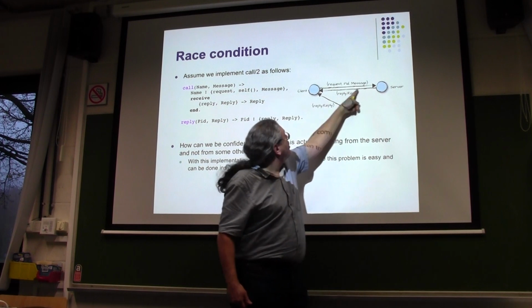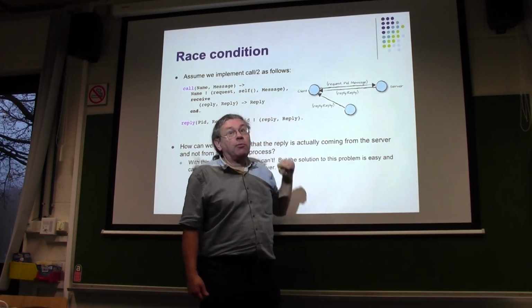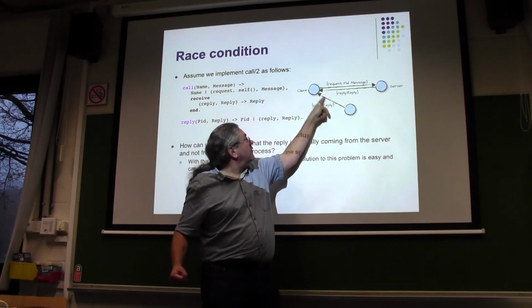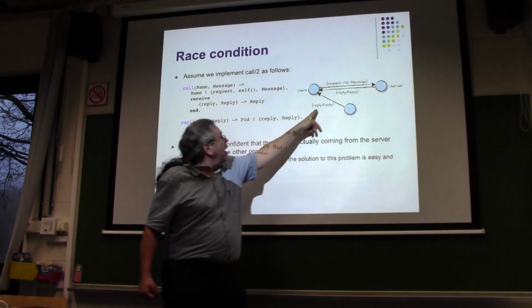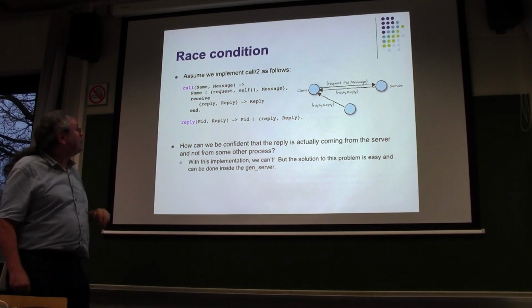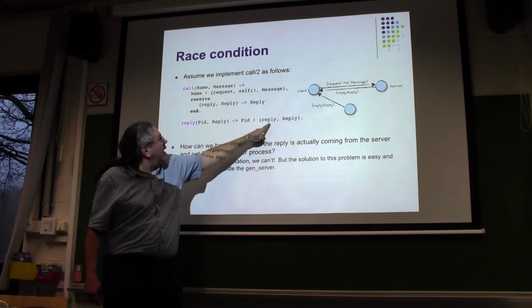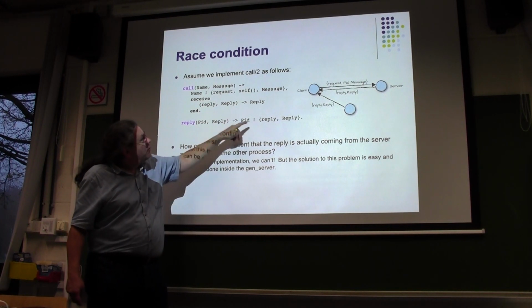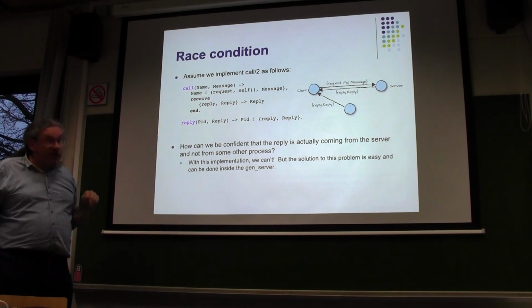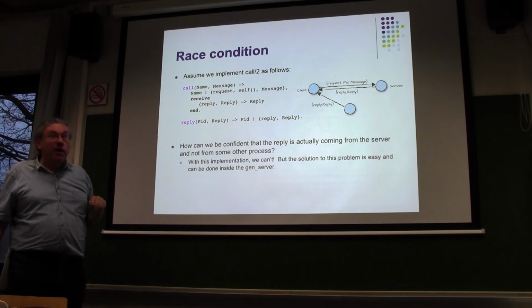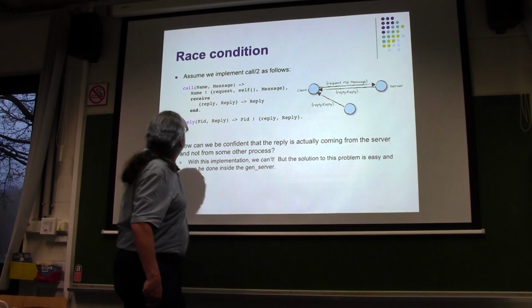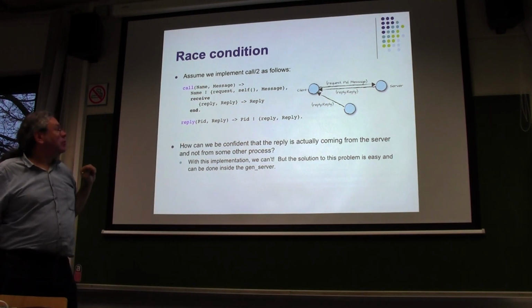You see, this one is doing request and reply, but what if somebody else just sends a reply there? How can we be sure? How can we guarantee that this won't happen? This reply might arrive first, and then it causes a problem. So here's another one. This is sending a reply, but this reply is maybe not the reply coming from the server. How can we be confident that the reply is actually coming from the server and not from somebody else? With this code, we cannot do it. So this code is actually bad code.